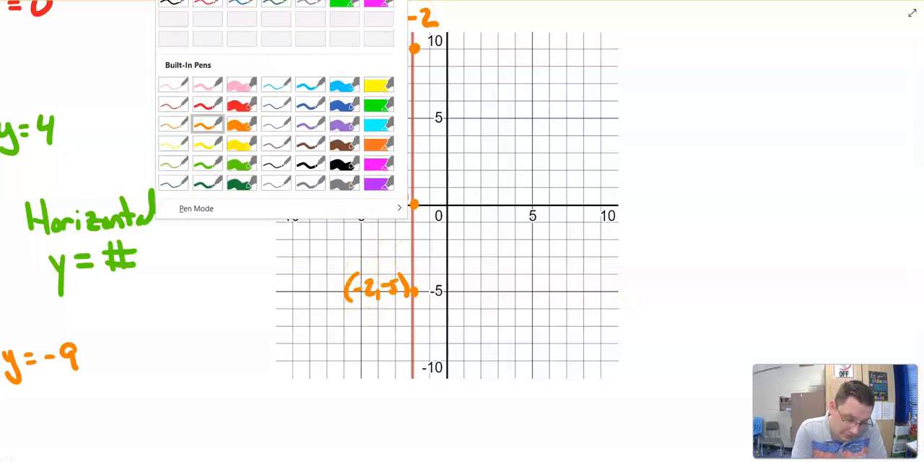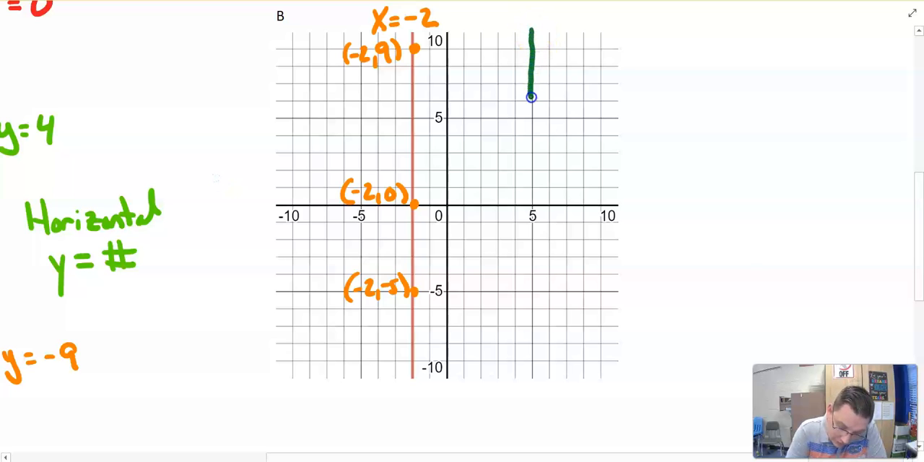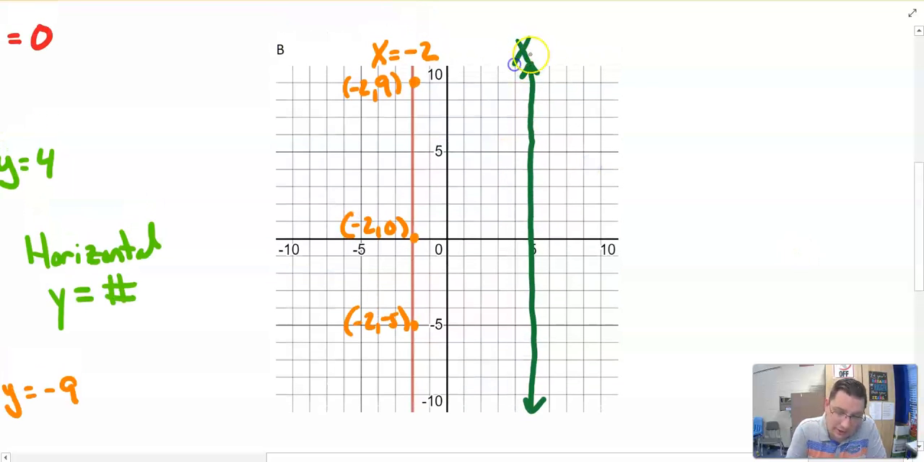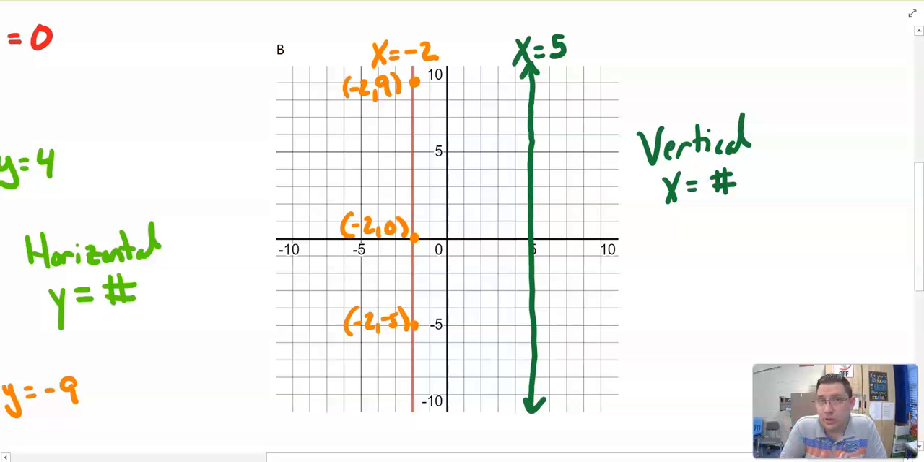Let's talk about another line. Let's say I draw this line here. What is this line going to be? Well, think about all the points. Every point along this line is going to have an x value of 5. So, some things about vertical lines: they cross the x-axis, and all of them are going to have the same x value. So x is equal to -2, x is equal to 5, whatever line we have. All vertical lines will be in the form x equals a number.